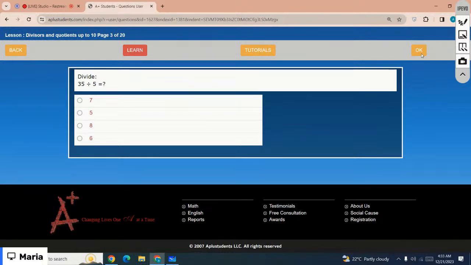Okay, 35 divided by 5. You need to count the table of 5 until 35. 5 times 7 is 35. Very good. The correct option is 7, right?